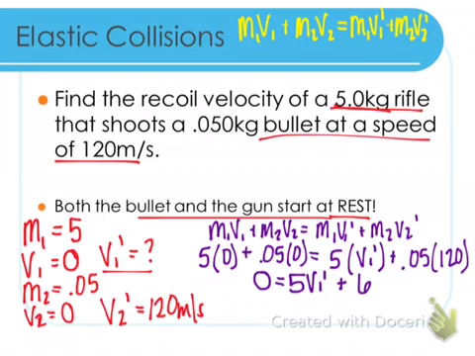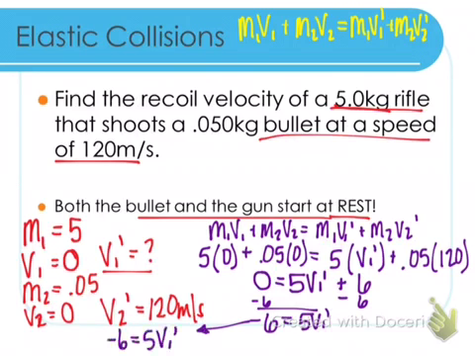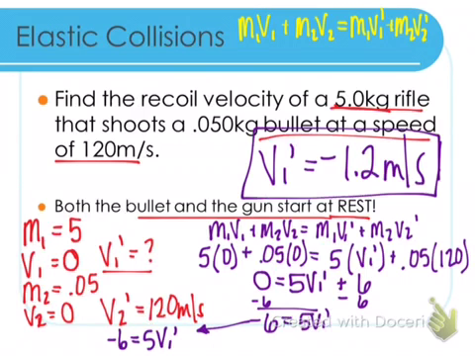So now to get this V1 prime by itself, I need to subtract the 6 to the other side, which gives me negative 6 equals 5 V sub 1 prime. I'll divide negative 6 by 5 and get V sub 1 prime to equal negative 1.2 meters per second. So what that's telling us is that the rifle or the gun is going to head backwards, opposite the direction of the bullet, at a speed of 1.2 meters per second.